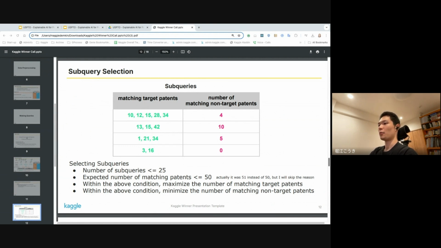Secondly, the expected number of matching patents is under 50. This may seem obvious at first, but since the matching patents include both target and non-target patents, it's not that obvious. I set this constraint to have full control of the patents selected by the WIPO search step index, because it was set that WIPO would only select 50 matching patents when actually more than 50 patents were matching.